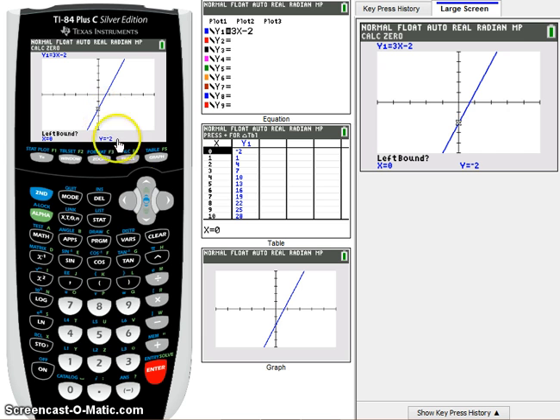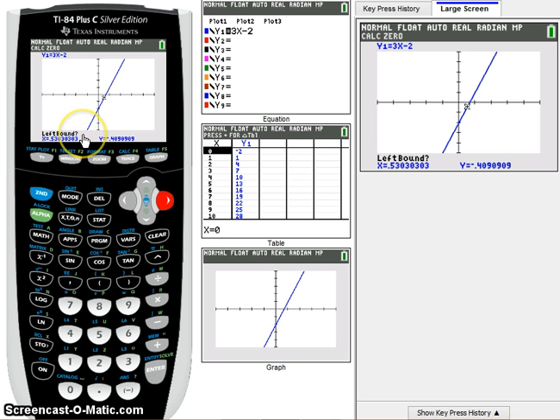I'm going to move that left boundary now. I'm going to move it up, and you'll see these numbers down here changing as I move it, because it's finding, wherever I am with the x-axis, where I am with the y-axis at that particular point. But I'm going to move it up here until I get close to the x-axis on the line. And there I'm going to hit enter.